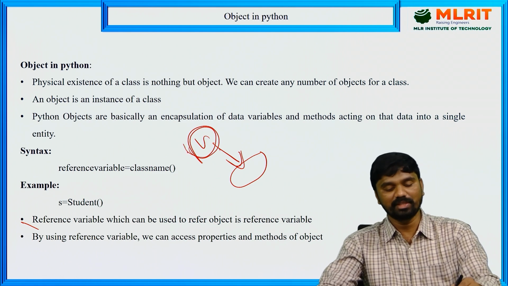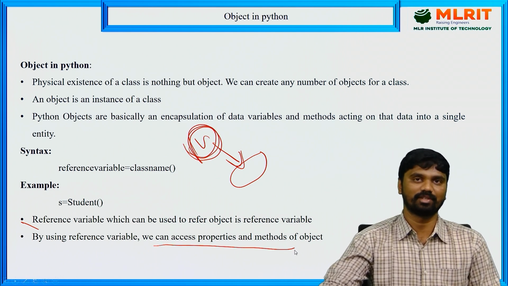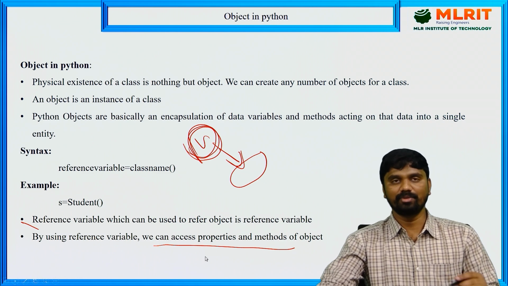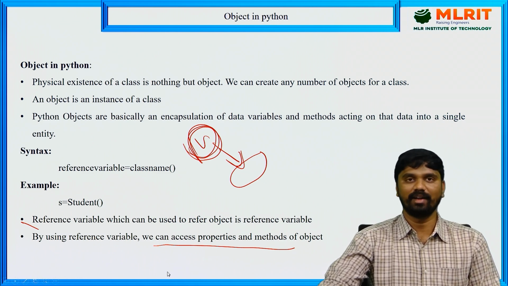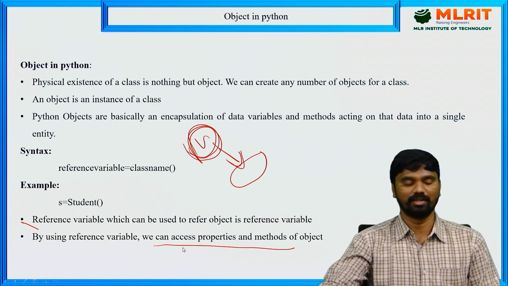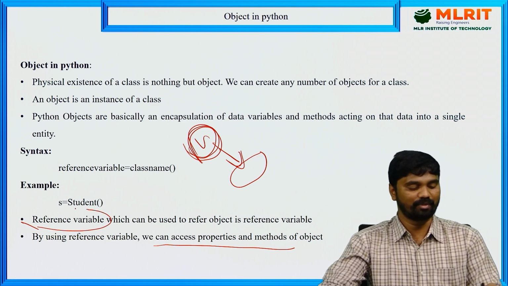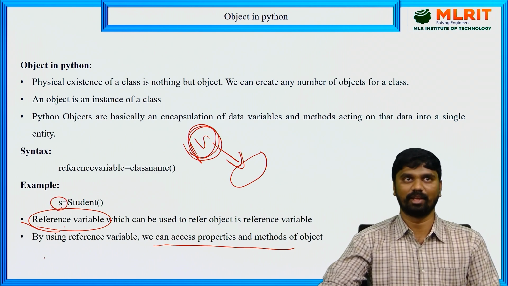And by using this reference variable, we can access properties and methods of the object. That means by using that reference variable, we can access variables and methods of that class or of that object. So this is called the reference variable. Here S is the reference variable.